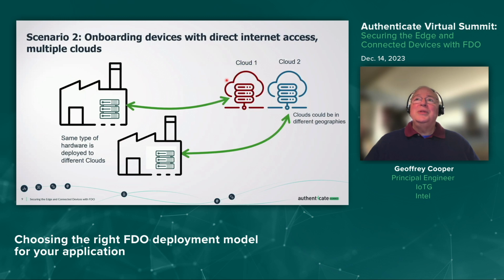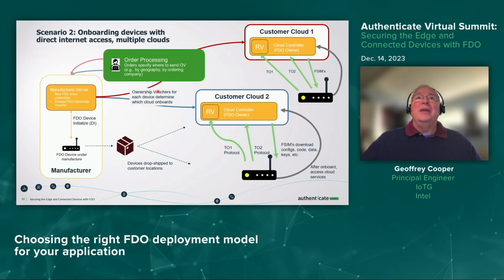Okay, what if we have two different clouds? So it could be that we've got the European cloud and we've got the American cloud. Could be we have some kind of a legal restriction that we have to be in certain national boundaries to match the company that we're in. Could be that we have the same device that's being deployed by different clouds. How would that work?